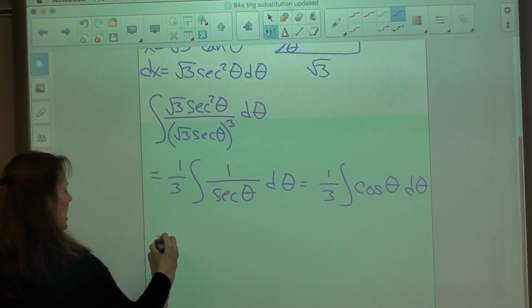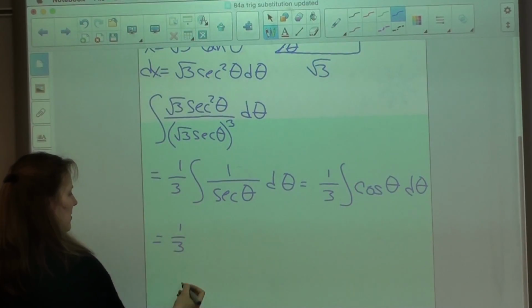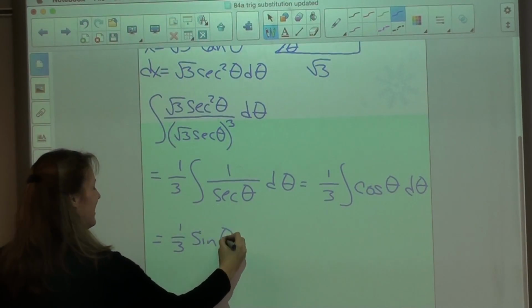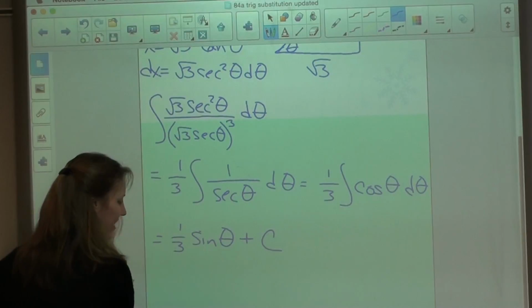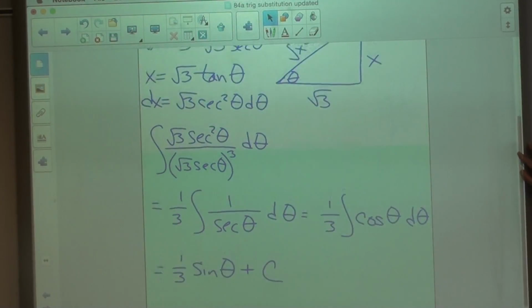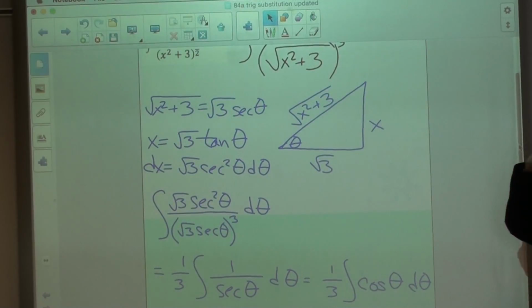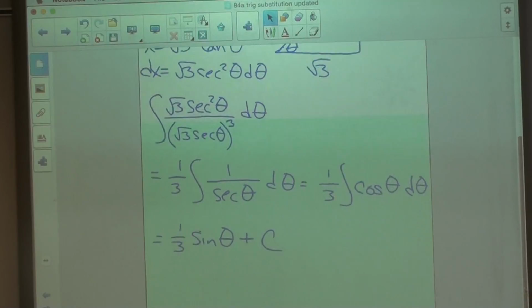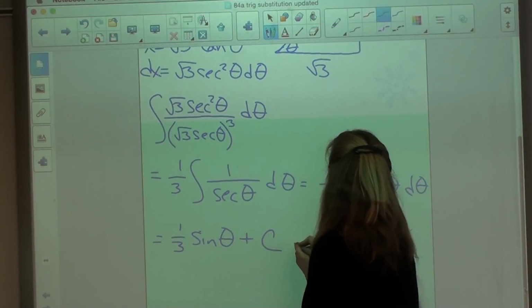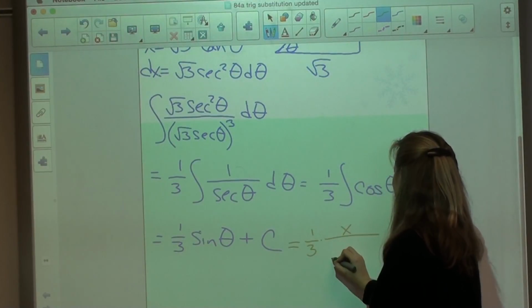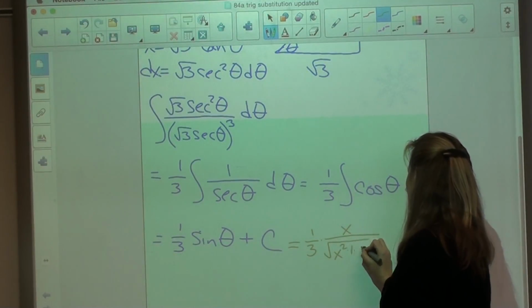What's the antiderivative of cosine? Fine. Is it positive or negative? Positive. It is positive. Stop trying to trick us. All right, so we have 1/3 integral sine theta, but sine theta is x over square root of x squared plus 3. So we replace the sine theta: 1/3 times x over root x squared plus 3.